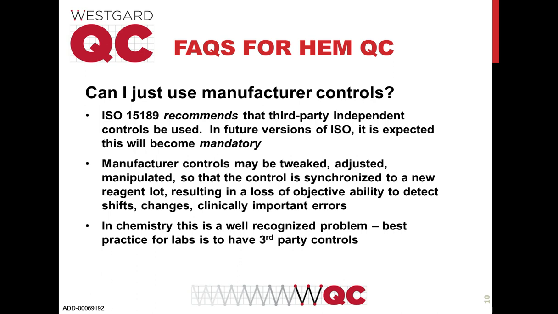Also, we're not supposed to rely just on manufacturer-provided controls. Again, the global standard for quality in its most recent edition recommends that third-party independent controls should be used to monitor your processes. If the manufacturer has its own control, they're not considered as reliable. It's often known, and many of you know the anecdotal evidence, that manufacturer controls and ranges can sometimes be tweaked or adjusted. They might synchronize a control to a new reagent lot, and you lose the objective independence, the ability to truly monitor what's going on with that instrument. You may miss some of your errors.